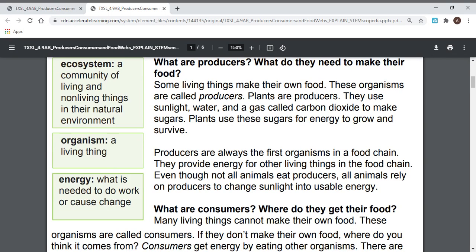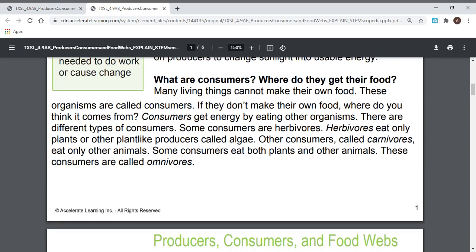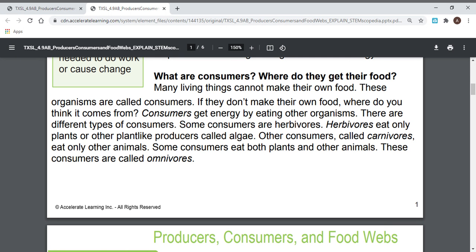So let's continue on to talk about consumers. What are consumers? Where do they get their food? Many living things cannot make their own food. These organisms are called consumers. If they don't make their own food, where do you think they get it? Where do you think it comes from? Consumers get energy by eating other organisms.